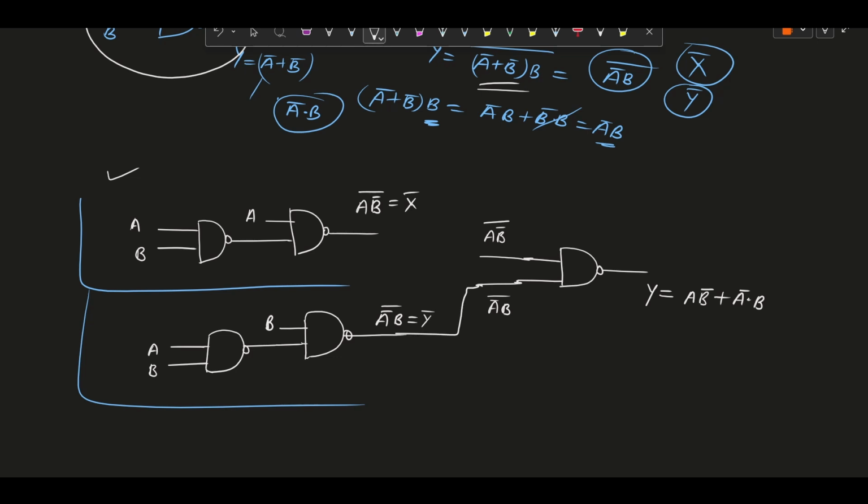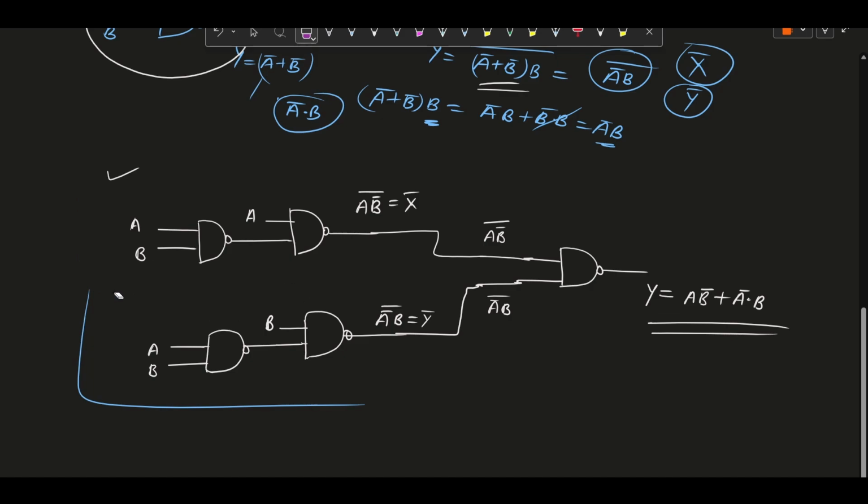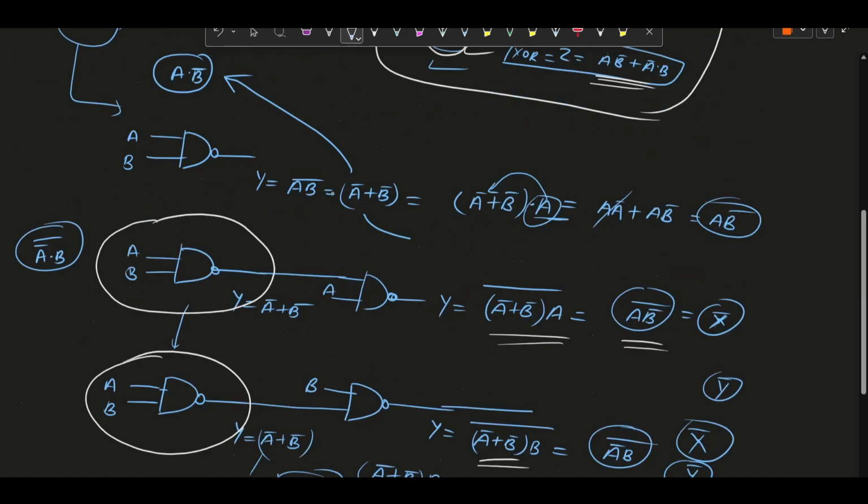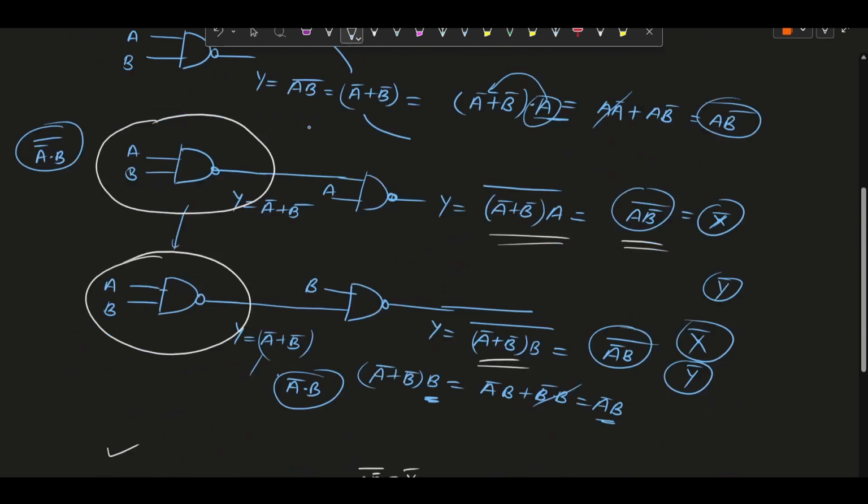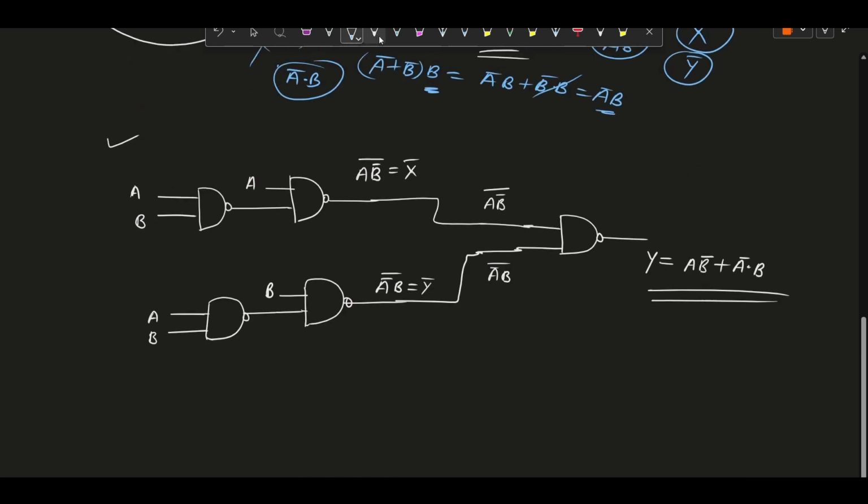And then again that output we will connect to the NAND gate to get the final XOR gate output. So like that we have implemented the XOR gate using the NAND gate. But one issue is there. We have seen in the question there is a mention that we need to use the minimum number of NAND gates.